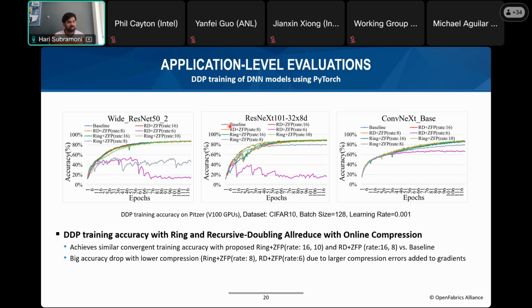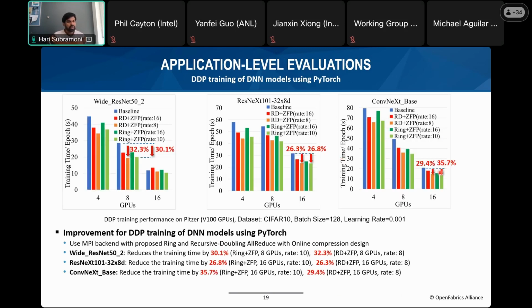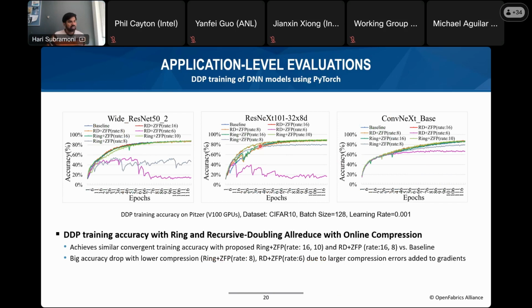The MPI library provides you environment variables to tweak and tune these different parameters. So you're able to significantly reduce your overall data parallel distributed deep learning time, as you can see here, while you are able to maintain the accuracy of your trained model as you increase the number of epochs. So at a high level, this is the work that we have done so far.